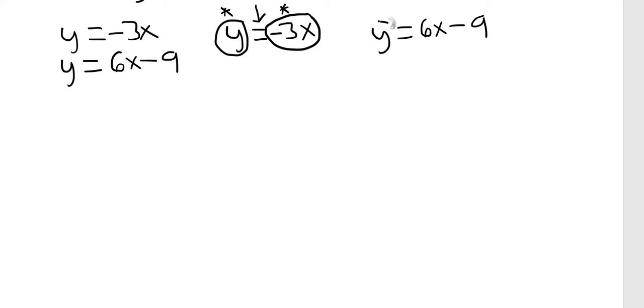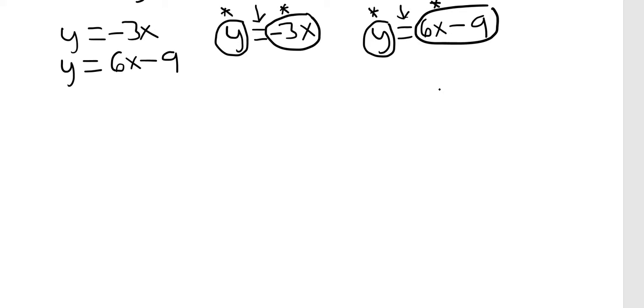On the second equation, y is equal to 6x minus 9. So having a y or having a 6x minus 9 is the same thing. These two are equal to each other. And that's a really important thing to realize when we're solving a system by substitution.